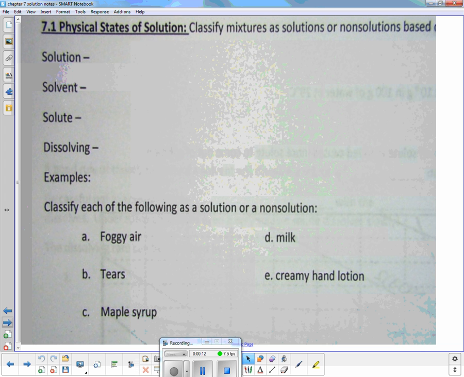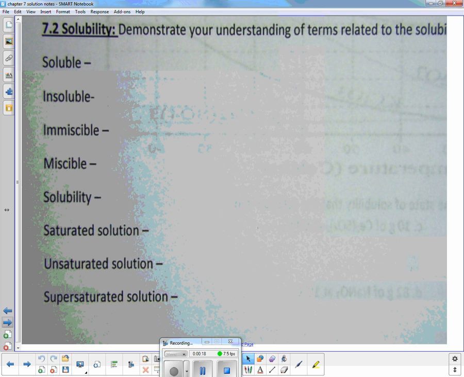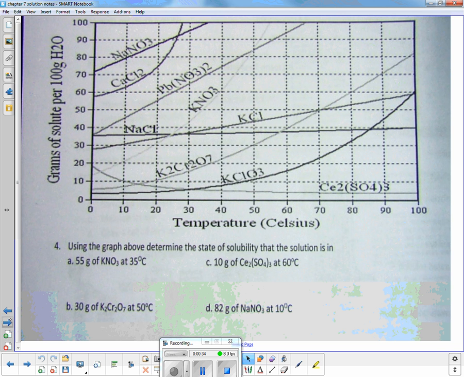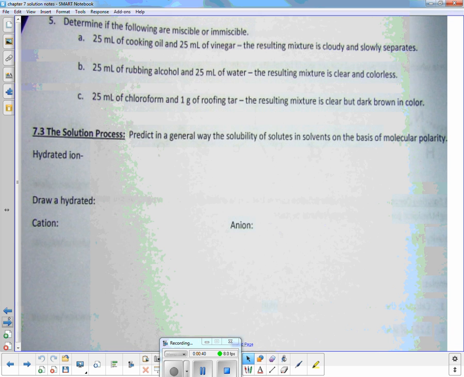So we talked about physical states, solvent, solute, and solution, and classifying each as a solution and non-solution. We talked about miscible and immiscible. Remember, miscible is mixable, soluble and insoluble, saturated, unsaturated, and supersaturated. We talked about the terms that would be used when meaning saturated, unsaturated, and supersaturated. We found solubility, and we were able to look at a graph and figure out what the solubility of salt was from the graph.